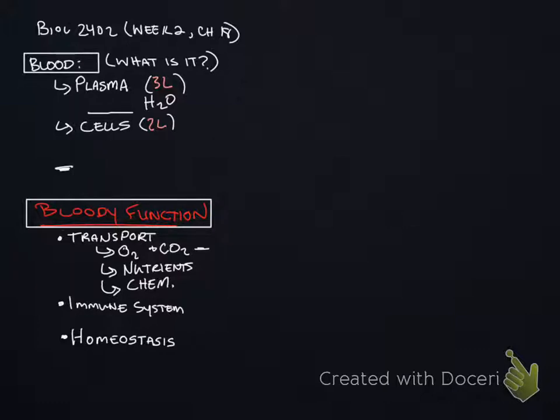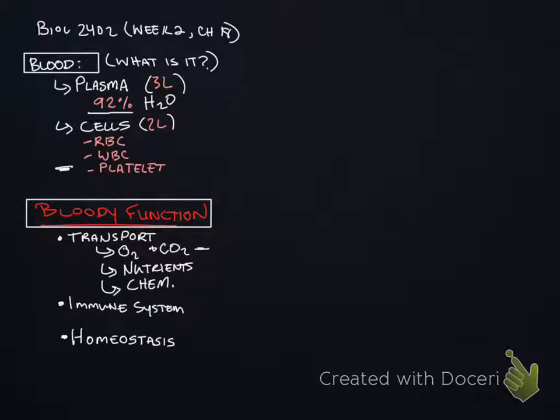And plasma is about 92% water. Okay, and cells? Well, we have red blood cells, right? Red blood cells that do gas exchange, oxygen and CO2. We have white blood cells that serve as our immune cells. And then we also have platelets that are basically fragments of cells. Okay? And their function is to aid in clotting, hemostasis, which we'll get to later.